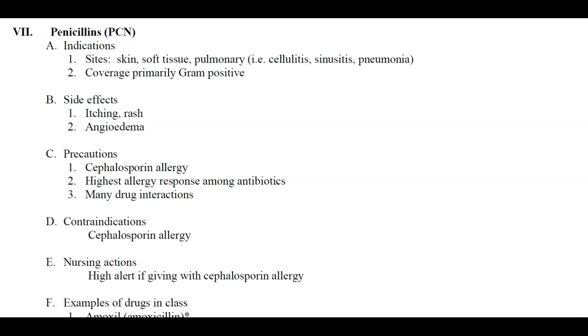The way it works is by inhibiting cell wall synthesis, which results in lysis or breakdown of the bacterial cells. Now, some side effects include itching, rash, or angioedema. Angioedema is the swelling of the face, tongue, and larynx. So that's very dangerous and can be life-threatening.